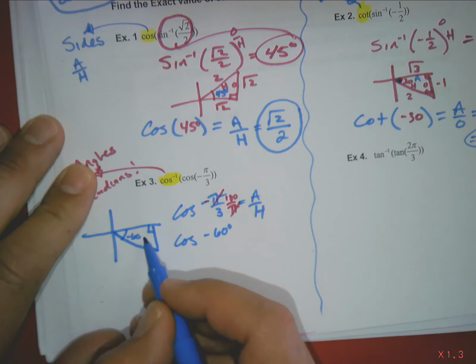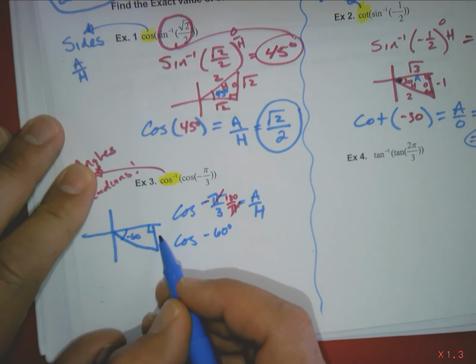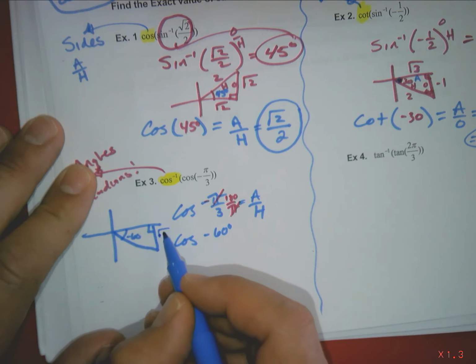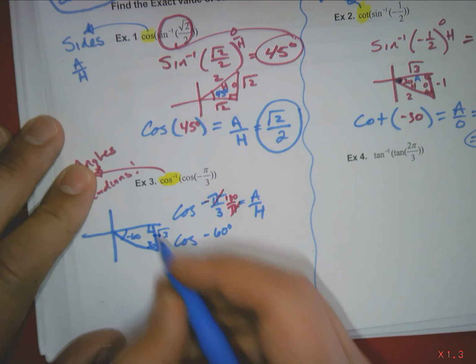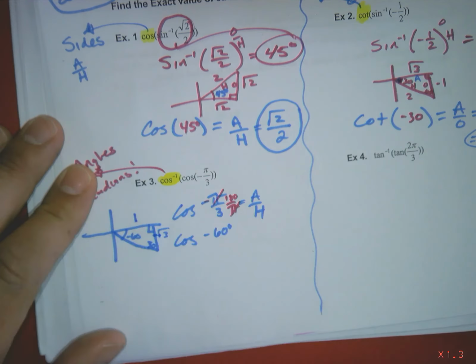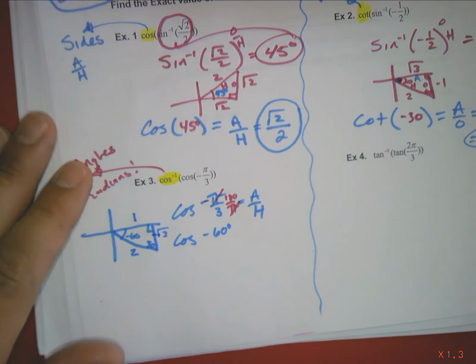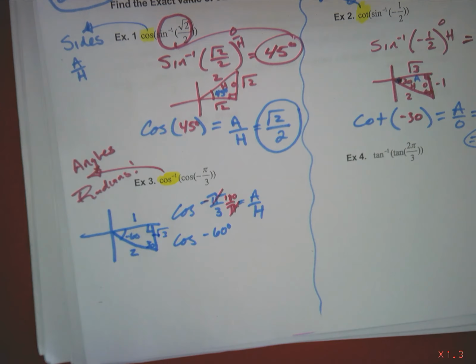So what's across from 60? Bigger. √3. In this case, that's negative. That means this has got to be 30. So that guy's the 1. And then the hypotenuse is 2. So remember, across the smaller angle is the smaller side. 30 is across from 1. 60 is across from √3. Because √3 is a little bit bigger than 1, just like 60 is a little bit bigger than 30.